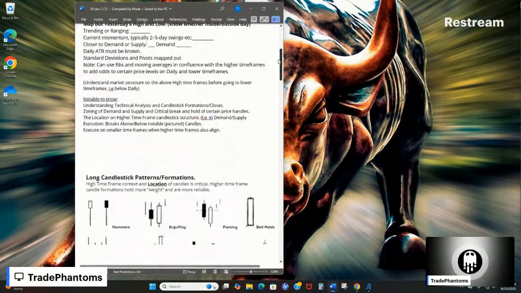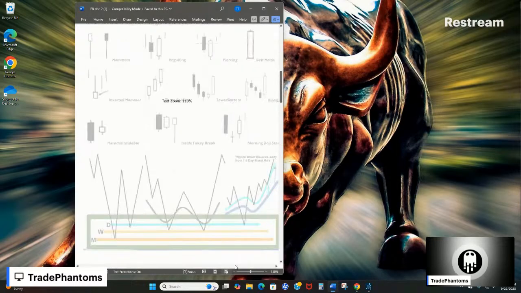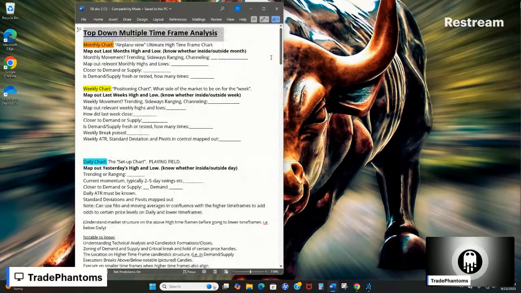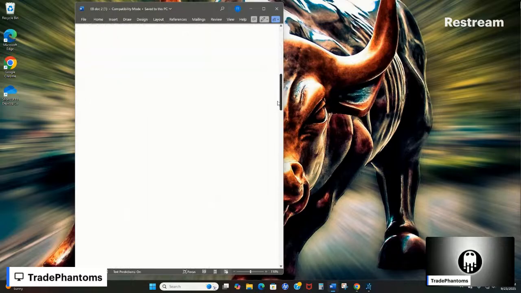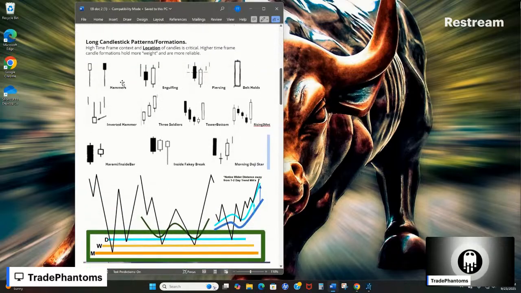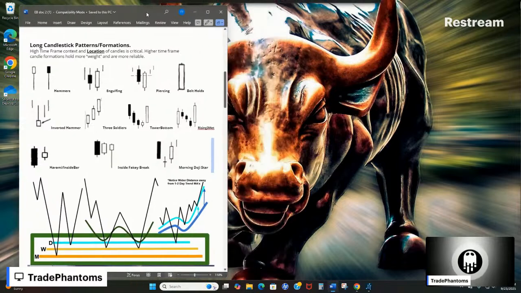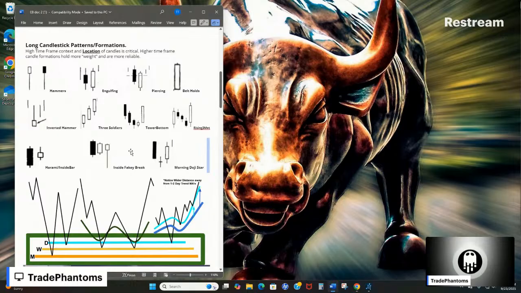This is a quick little checklist for Phantoms members. I bring this up every single morning to kind of get you started out for your trade plan, etc. We got the candlesticks, bullish, a bunch of fancy names. However, context and location is going to be most important, right? So typically these are going to be all the bullish candlesticks, and we want to look for these in the context of uptrends in demand.